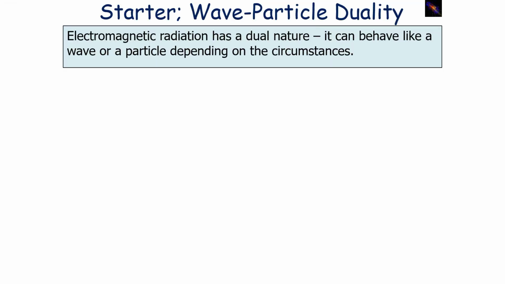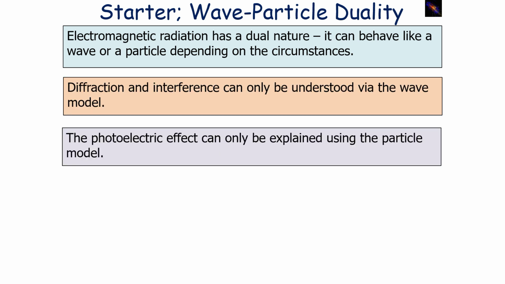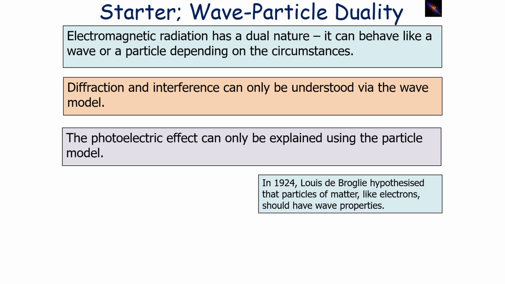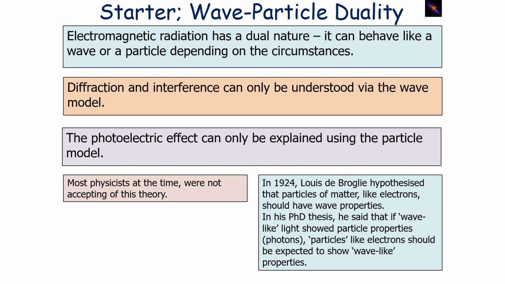Now, in wave-particle duality, we say electromagnetic radiation has a dual nature. It can behave as a wave or a particle. Diffraction and interference, it must be like a wave. Photoelectric effect, it must be like the particle model. So in 1924, Louis de Broglie hypothesized that particles of matter like electrons should have wave properties. In his PhD thesis, he said if wave-like light shows particle properties, then particles like electrons must show wave-like properties.